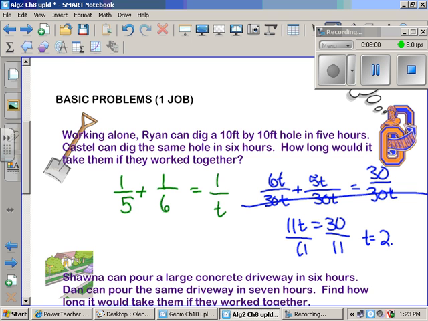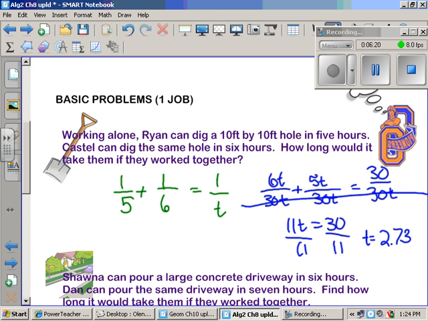So it's 2 point, Zach, did you do it? 2.7 something? 2.72. Is that rounded right? Oh, wait, no. 2.73. So they could do it together in about 2 3/4 hours.